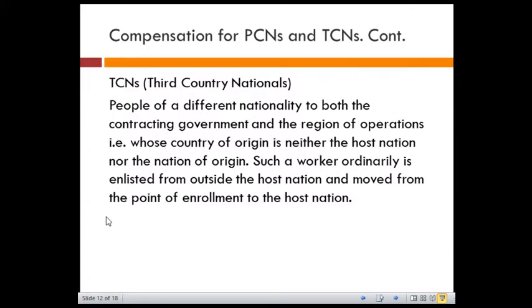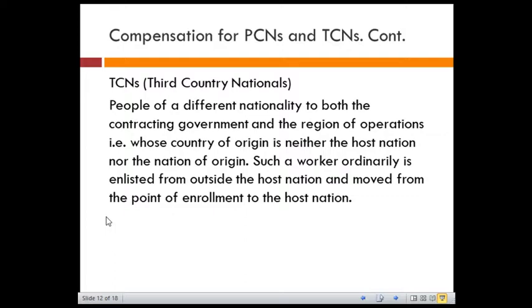Let's look at the TCN quickly. TCN is the third country nationals. These are people who aren't from the host nation or from the country where the task is being done. So people of different nationality to both the contracting government and the region of operations, i.e. whose country of origin is neither the host nation, as I just said, nor the nation of origin.